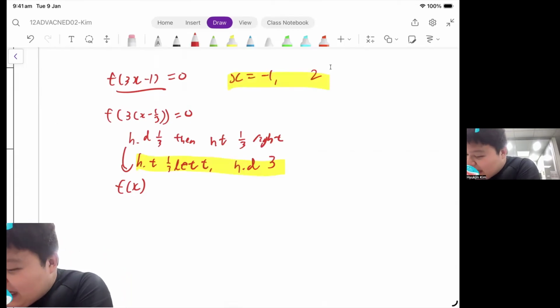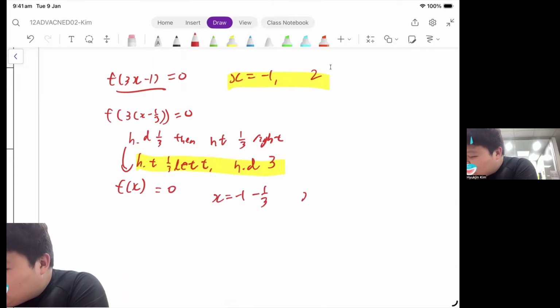So now I get equals 0. I need to move 1/3 to the left again, so -4 on 3 for x equals -1. So let's do that. x equals -1 minus 1/3, and x equals 2 minus 1/3.